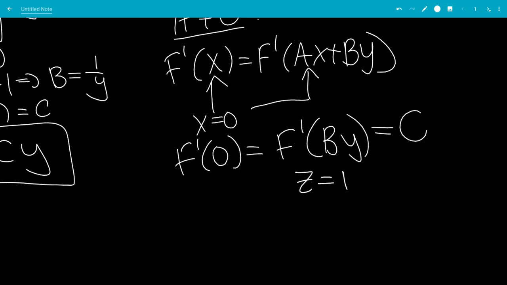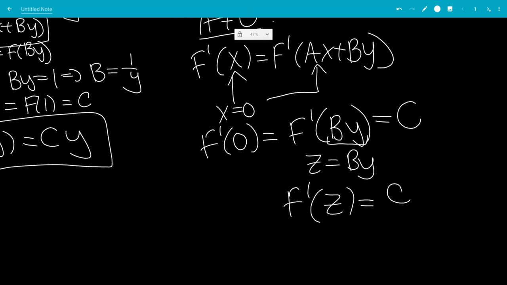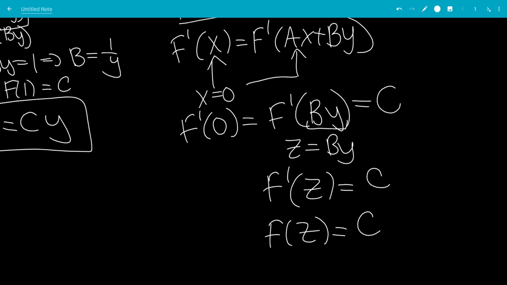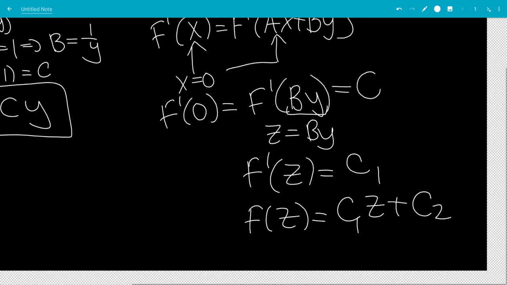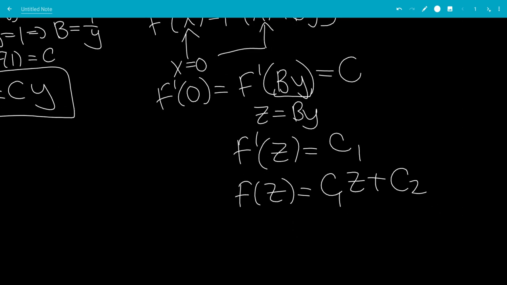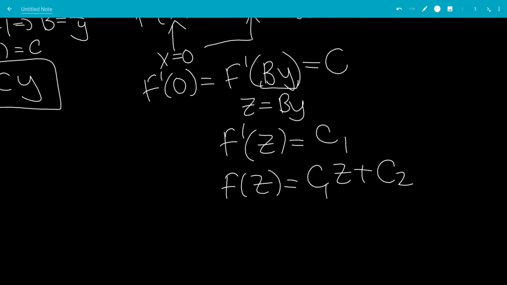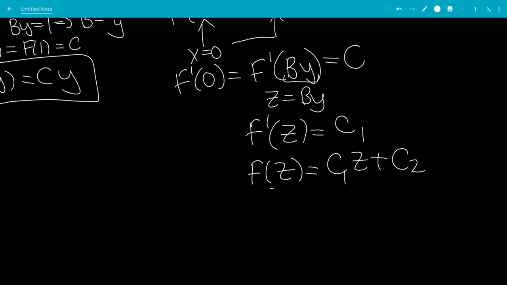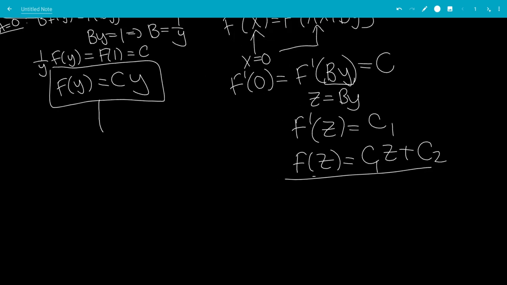We can do a substitution. Let z equal by, the inside, so it looks simpler. So we have f'(z) equals c. So now f(z) will be c1 z + c2. So this is c1 z plus c2, not z2. Now if we substitute back in for by, it'll just be another constant. So this is our second possibility. This is our first possibility, right?